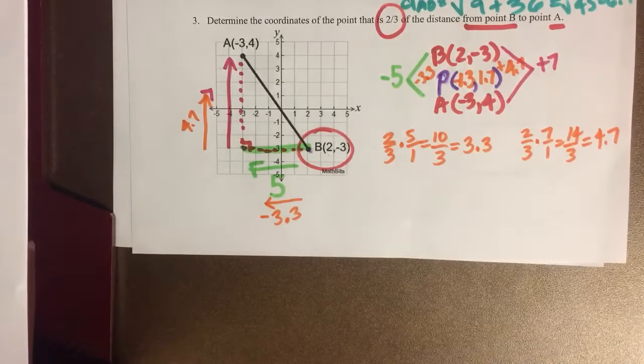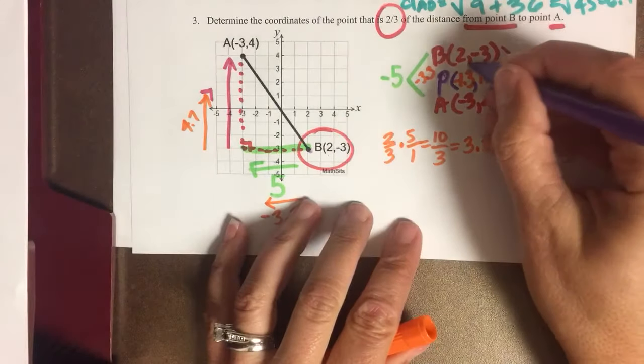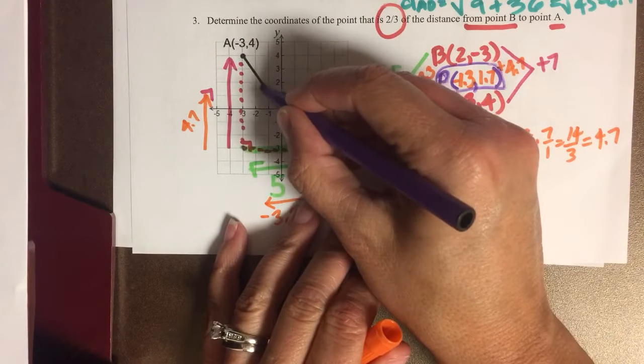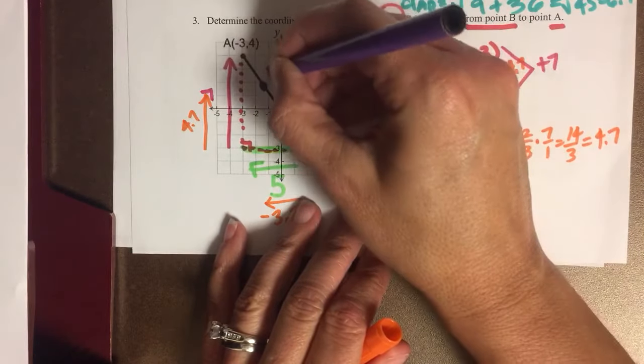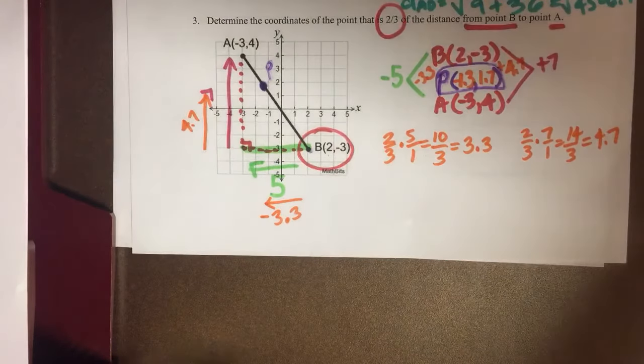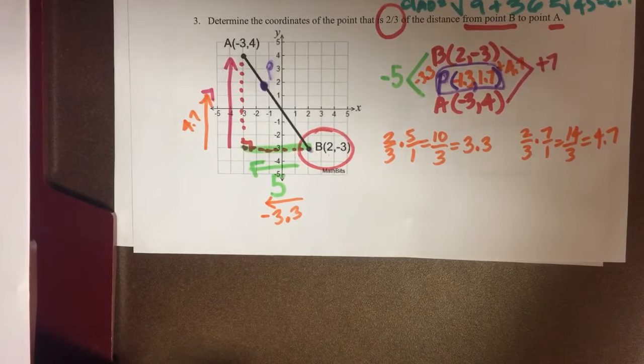So your answer is right here. Over -1.3, up 1.7. That's your point P, and that's about right. That's the fractional distance, 2/3 of the way. So that's page 1, or page 2.